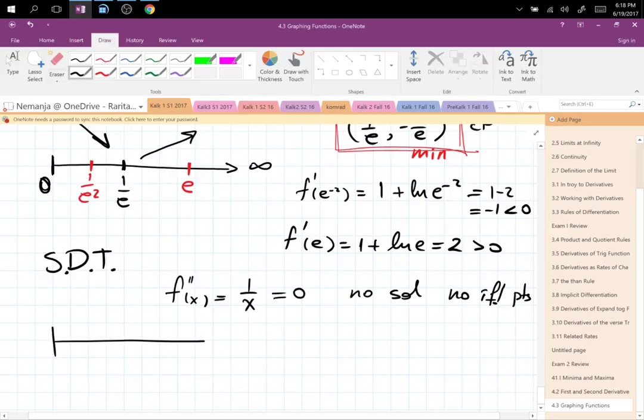We only have the vertical asymptote at 0. And you are plugging in 1 over x. So pick anything between 0 and infinity. Test point 1. And do the second derivative test at 1, which is 1 over 1, which is 1, which is larger than 0. The entire thing is concave up, right?